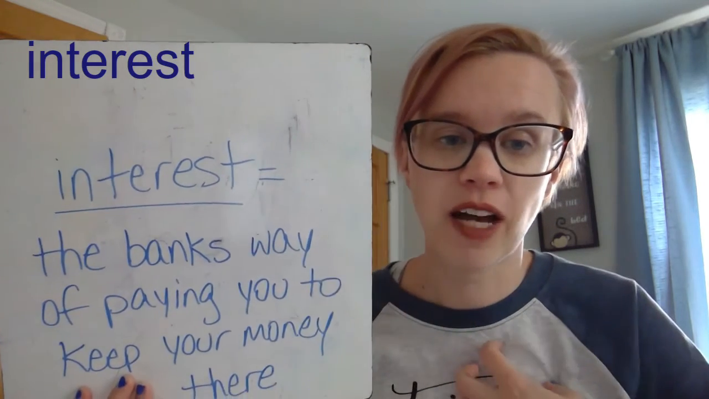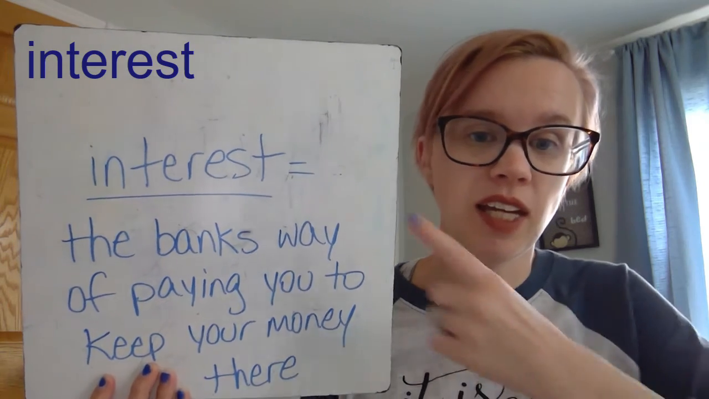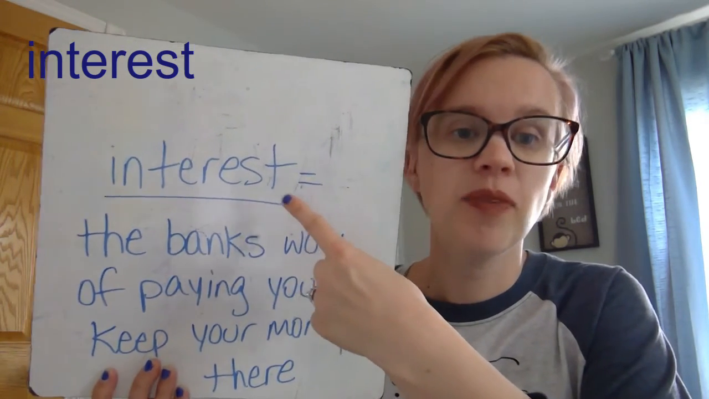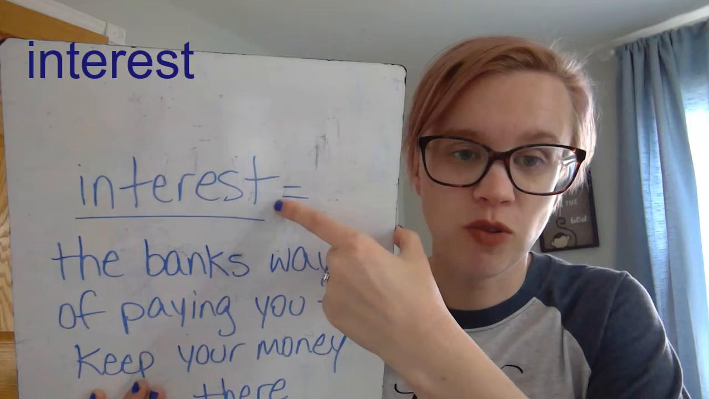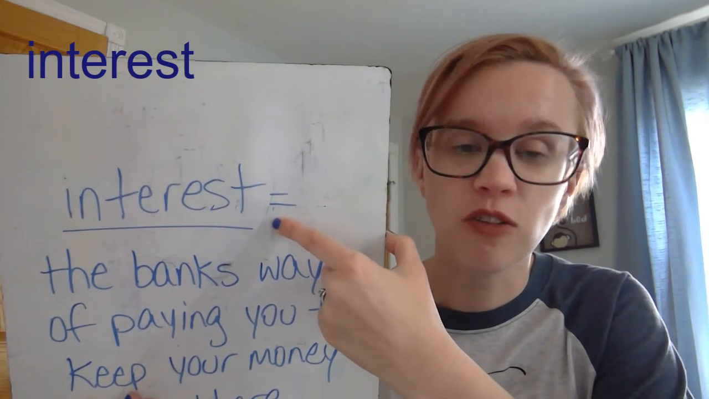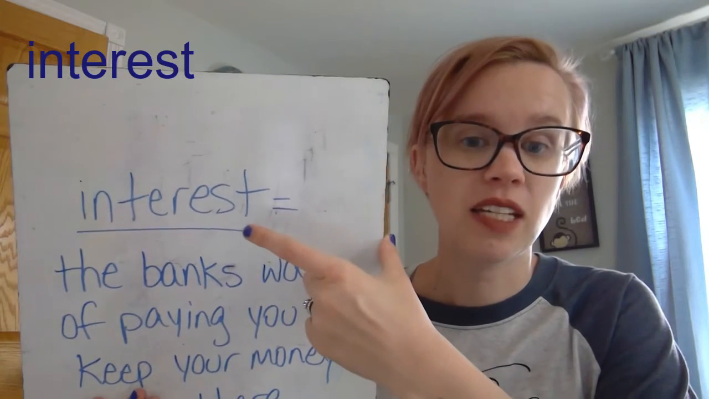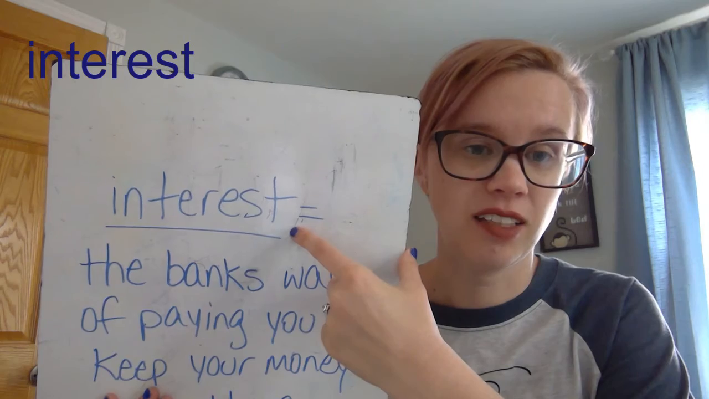If I took out $5,000 to buy a car, then I would have to pay interest as a way of paying for the loan that I got. So maybe I'd get a loan for $5,000, and by the time I pay off my loan, I've paid $6,000 because I had to pay interest on it. Okay.